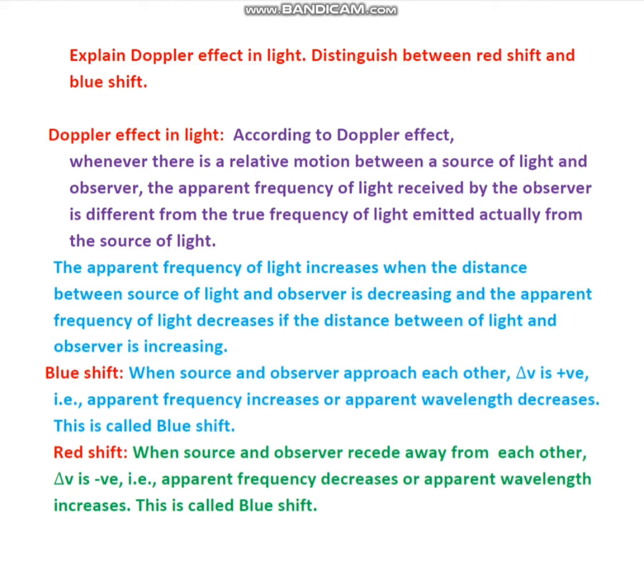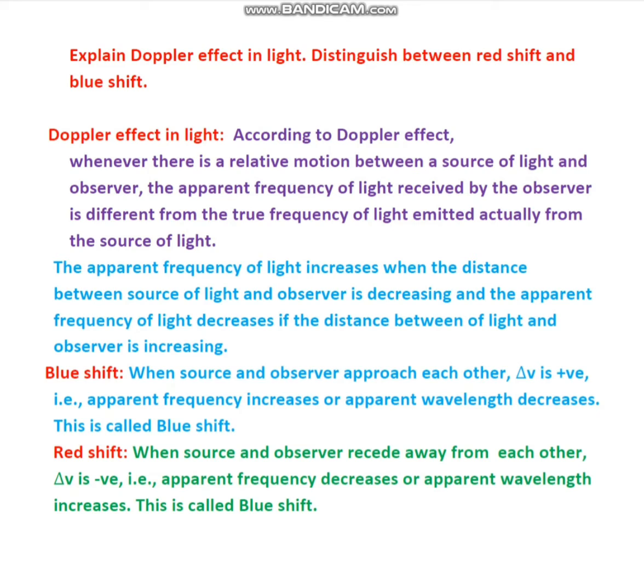And next, we can define the red shift. When the source and observer recede away from each other, delta nu is negative, meaning the frequency decreases. That is, the apparent frequency decreases or apparent wavelength increases. So this is called red shift.